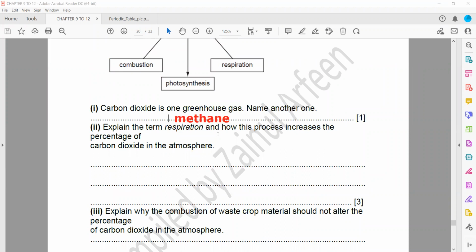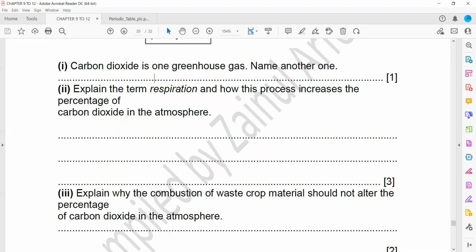Explain the term respiration and how this process increases the percentage of carbon dioxide in the atmosphere. So what is respiration? Basically, the definition of respiration is when living cells produce energy from carbohydrates or glucose or from food. Breaking down food to release energy from it, that's called respiration. And because it releases carbon dioxide, the percentage of carbon dioxide in the atmosphere increases.